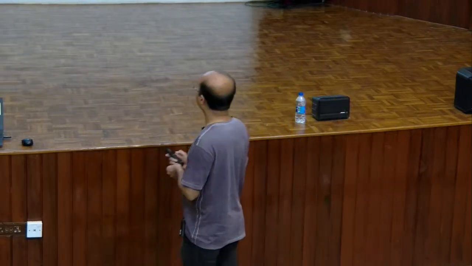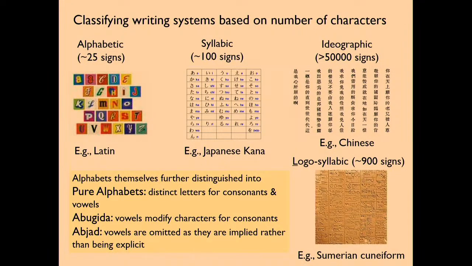So if you recall, yesterday I showed you the slide that writing comes in a variety of forms, but broadly we can classify them into alphabetic, syllabic, ideographic, and logosyllabic. They are primarily distinguished by how many distinct signs you have in each of these systems. So there's a very interesting trade-off between how many distinct signs you have in a particular writing system, and how long typically the words that you form in that system will be.